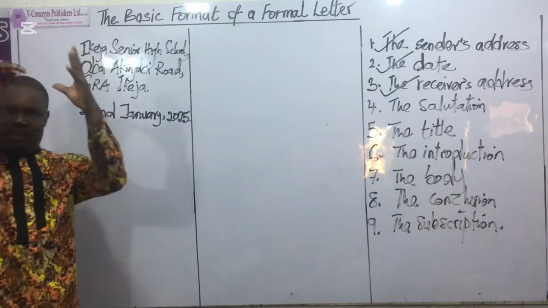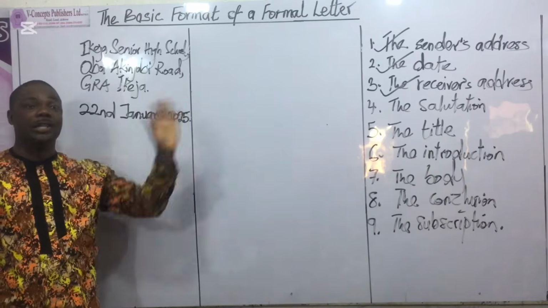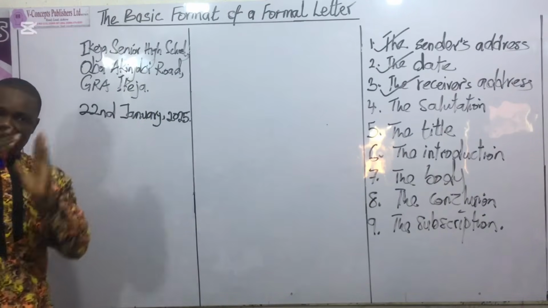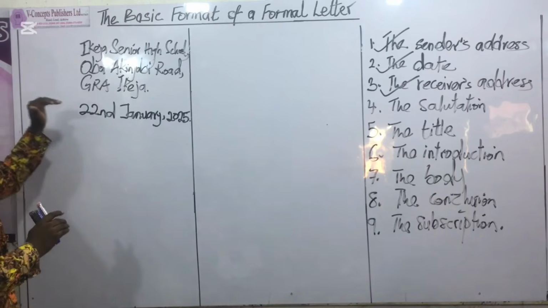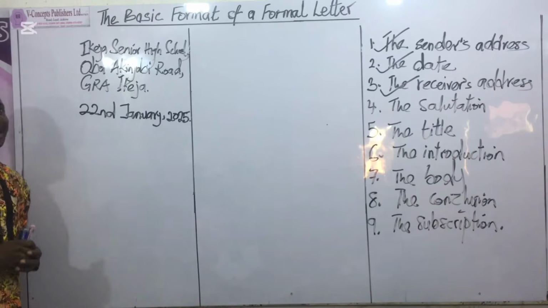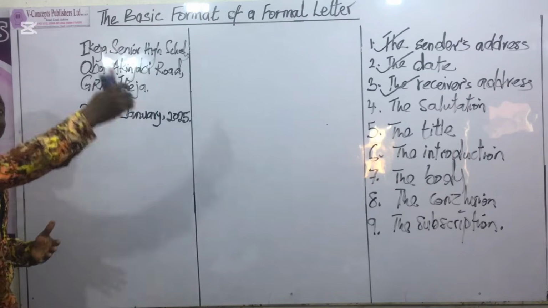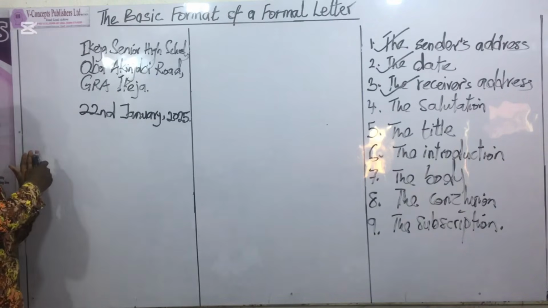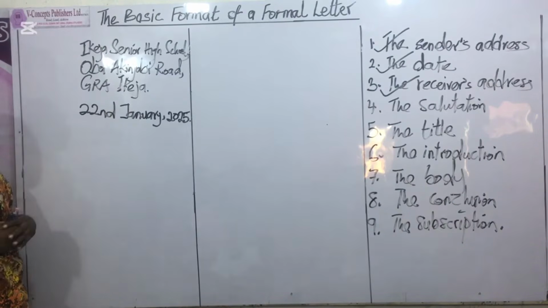So you don't leave a line to start your receiver's address. Informal letters typically have only one address, which is the sender's address. But formal letters have two addresses. That is the sender's address first in the top right-hand corner, and then the receiver's address on the left-hand side of the paper.